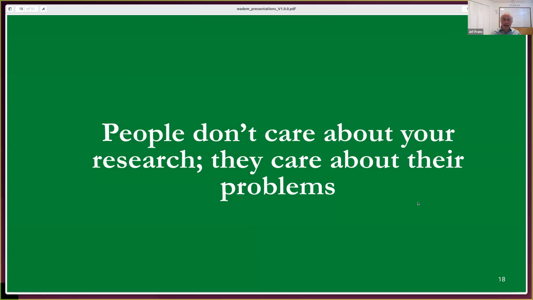Because this is the big kicker about research. People actually don't care about your research. They care about their problems. Okay? They don't care about your research. They care about their problems. So can you phrase your research in a way that it solves one of their problems? And that's what I like to focus on in my poster or in my oral presentation, is how am I going to solve your problems?